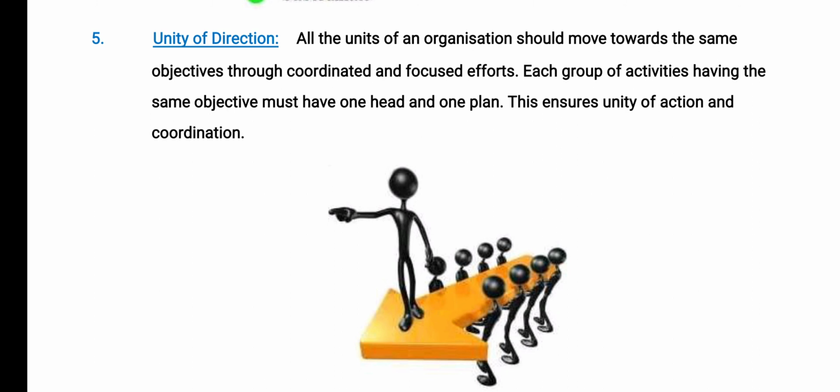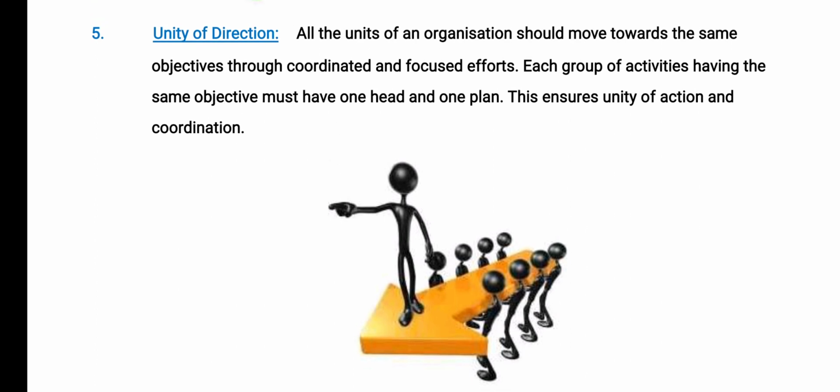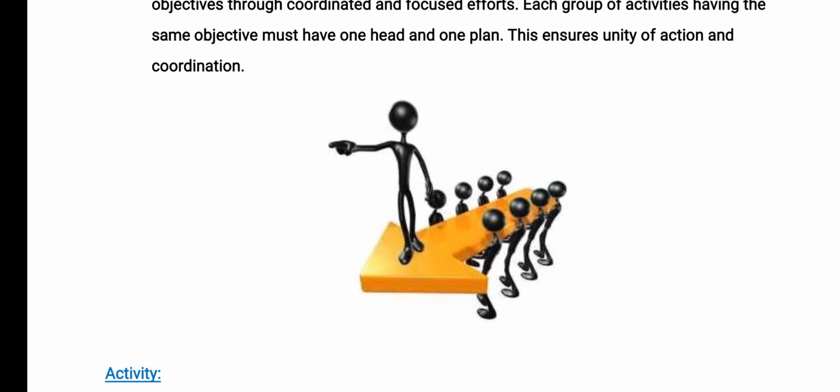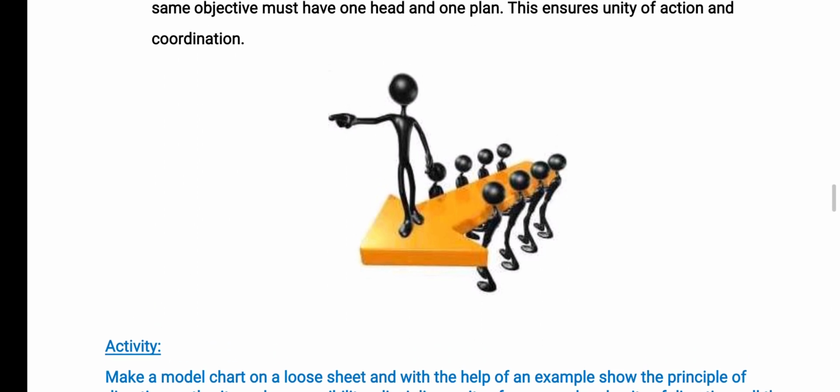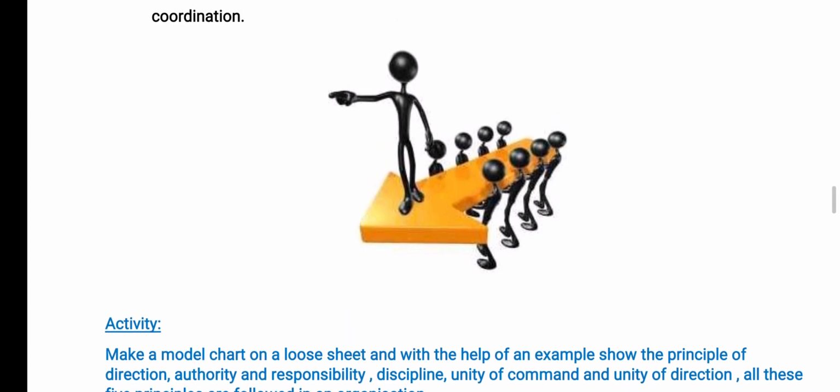Suppose the finance department should have a finance manager who is giving instructions to the finance department. Likewise, a sales manager for the sales department who is giving instructions to the sales workers working under him, but there should be proper coordination between the sales and finance departments so that they are moving toward the one organizational goal which they have to achieve. So one head and one plan for each department ensures unity of action and coordination. As you can see, I have drawn the diagram which easily shows how they can do that.